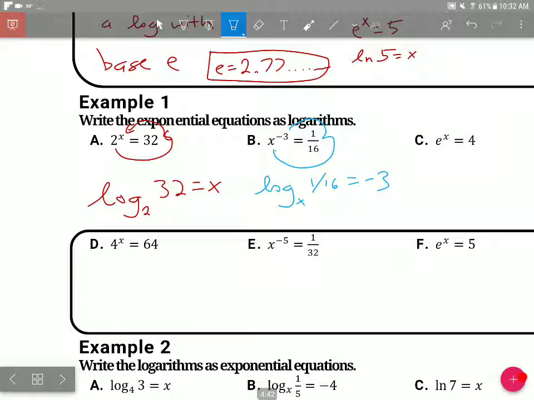All right, so, again, we call this popcorn just because that kind of looks like a piece of popcorn right there. That's the only reason. All right. Letter C. What's the base for letter C? e. But remember, log base e is ln. So we're just going to write e for x. ln of 4 equals x. Try that again. Cool?